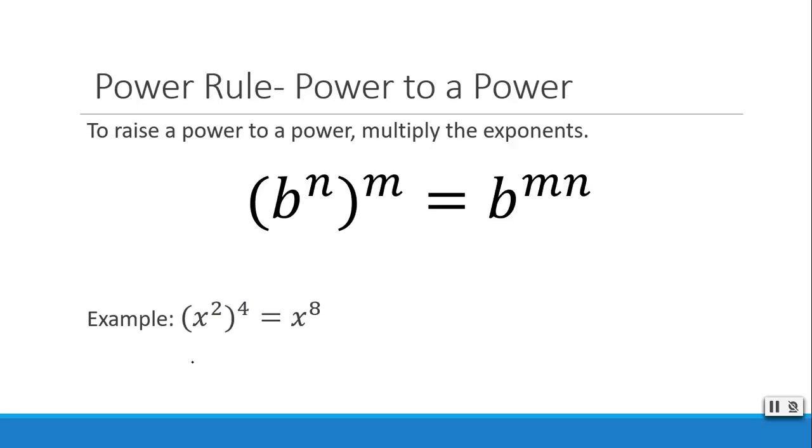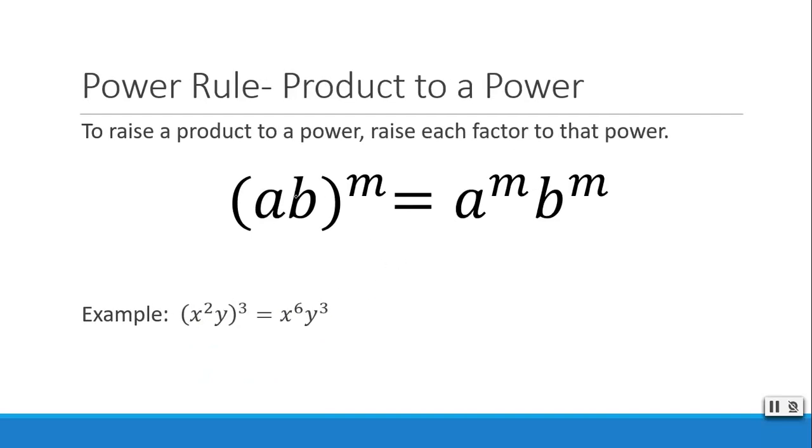Do not get this confused with the rule that we just did, which was the product rule. That stated when you multiplied with like bases, you add their exponents together. So this was x to the 6th. This is stating when you have an exponent and it's being raised to another exponent, we're going to multiply those together, which is giving you x to the 8th.